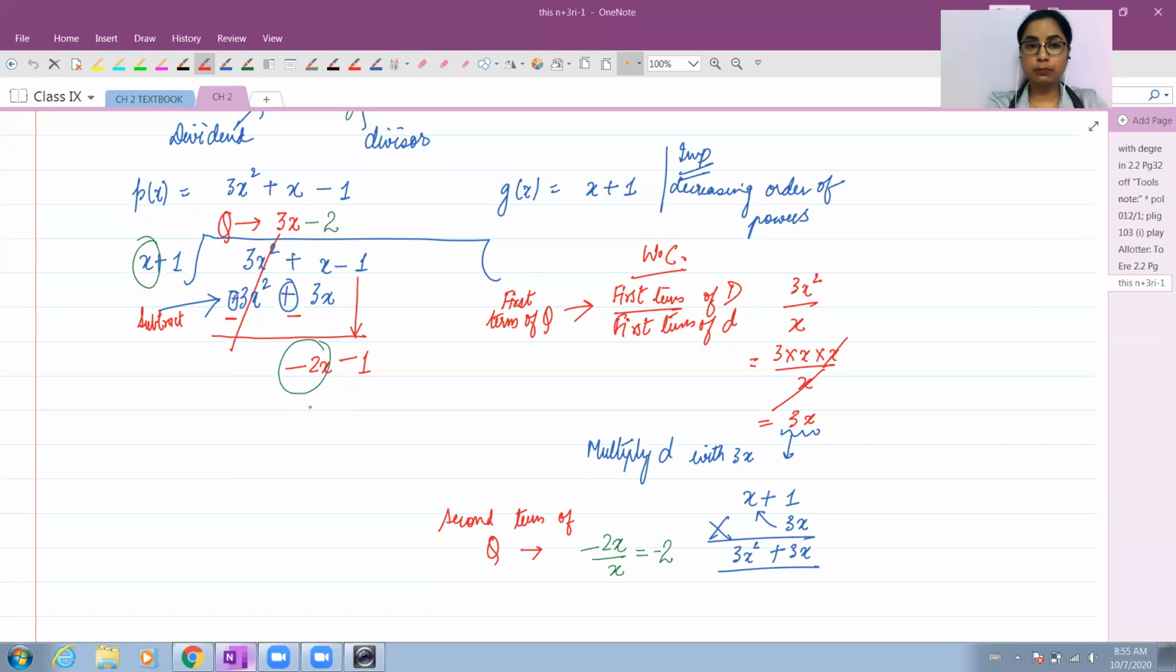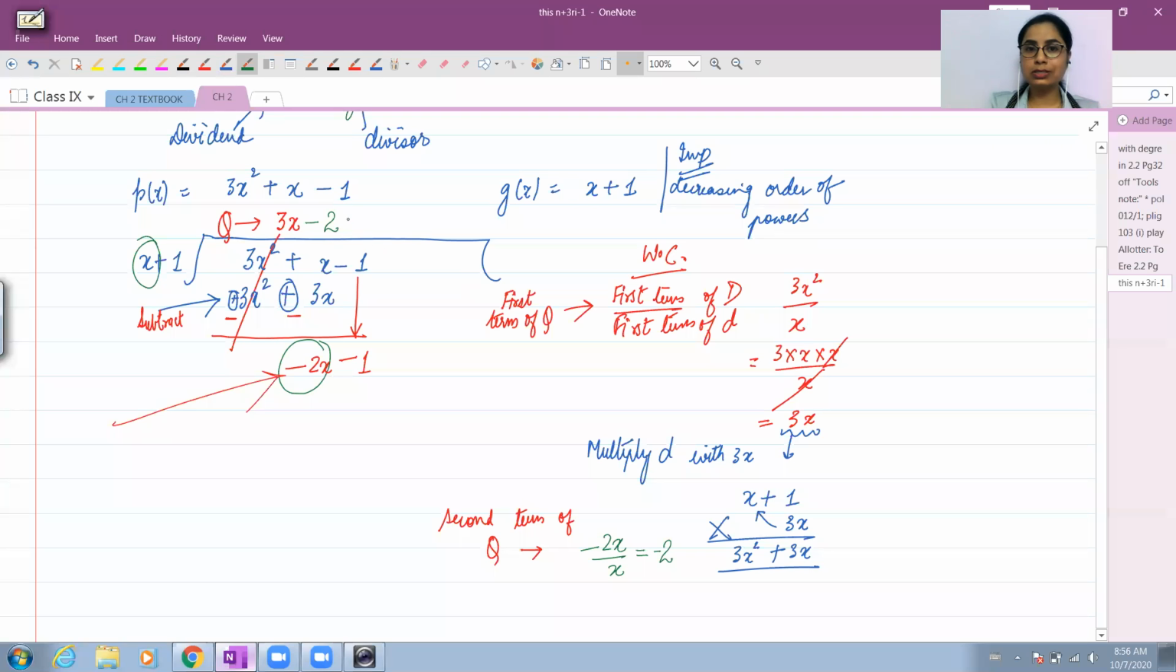After completion of the first step, we wanted to obtain the second term in the quotient. So whatever we are left with of our dividend, at the second step we will be using that. This is what's left of our dividend: minus 2x minus 1. To obtain the next term of the quotient, we use the first term from this leftover part of the dividend, divided by the first term of our divisor, and we obtain the second term of the quotient. And the second term is minus 2. I had put this minus 2 in my quotient over there.